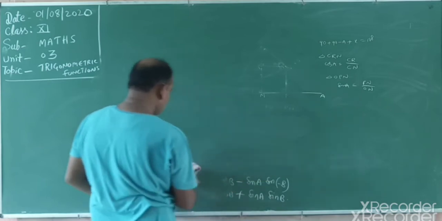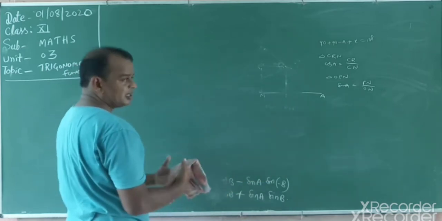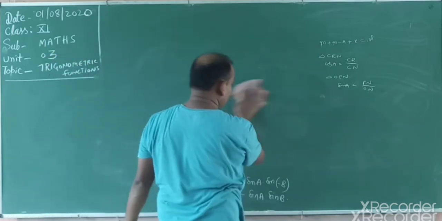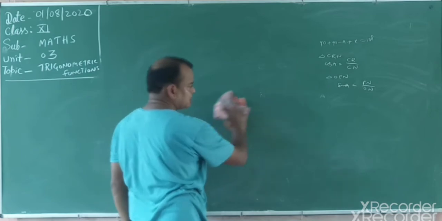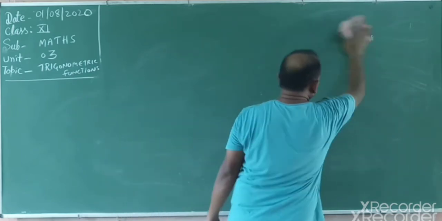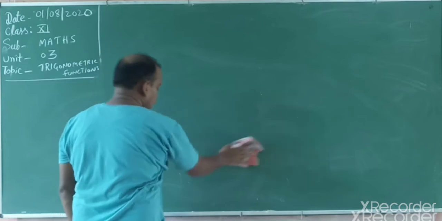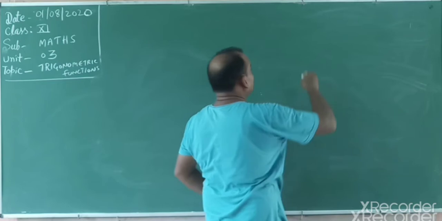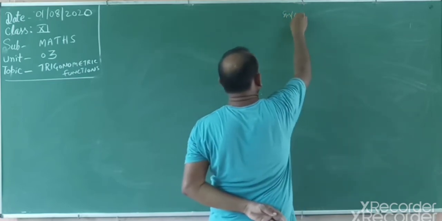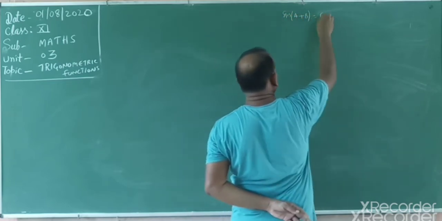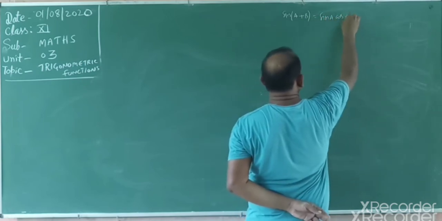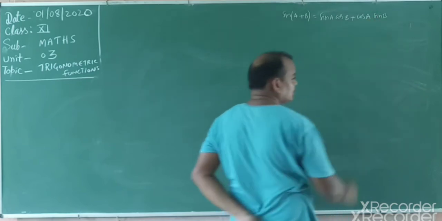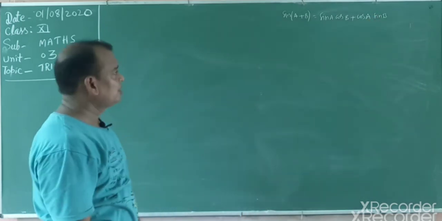Next we will discuss tan of A plus B and tan of A minus B. I hope all of it is understood. You know the formulas, so write them down here. What is the formula of sin of A plus B? Sin A cos B plus cos A sin B. This is the formula for sin of A plus B.